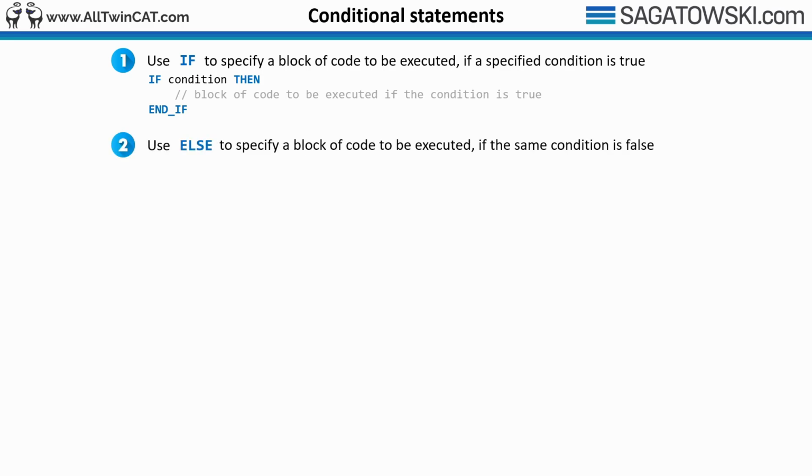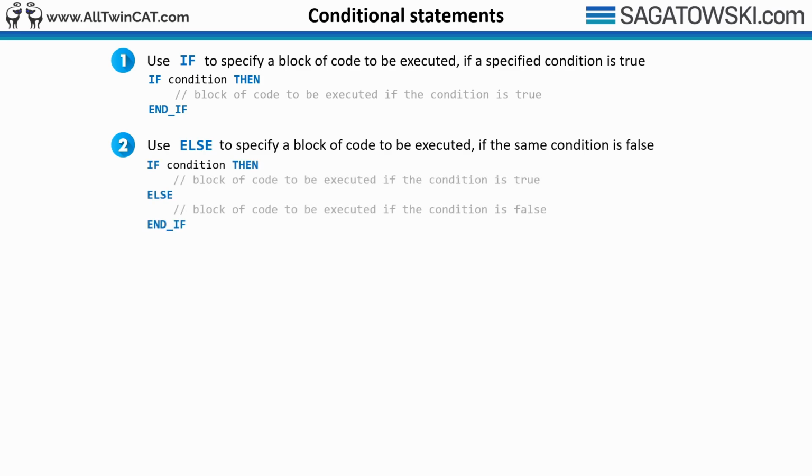Use else to specify a block of code to be executed if the same condition is false. By adding the else keyword to the above example, we simply provide a path of execution if the evaluation is false.